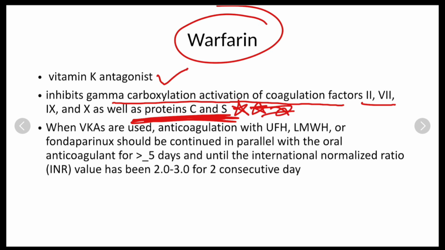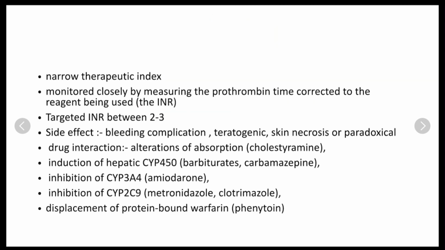these VKAs are used, anticoagulation with unfractionated heparin or low molecular weight heparin or fondaparinux should be continued in parallel with oral anticoagulation for more than 5 days, and until the international normalized ratio value has been 2 to 3 for consecutive 2 days. So if we want to use warfarin, initially we should start with unfractionated heparin or low molecular weight heparin for 5 days. After that, if INR is between 2 to 3 for 2 days, then we can start warfarin.